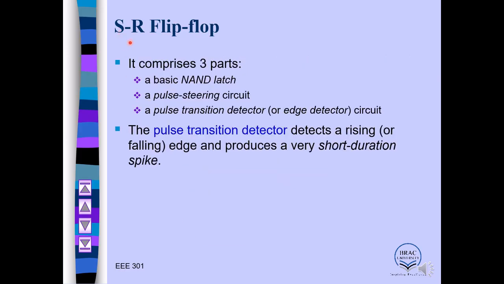Our SR flip-flop consists of three parts. These are one basic NAND latch, another one is a pulse steering circuit, and the last one is a pulse transition detector or edge detector circuit. The pulse transition detector detects a rising or falling edge.